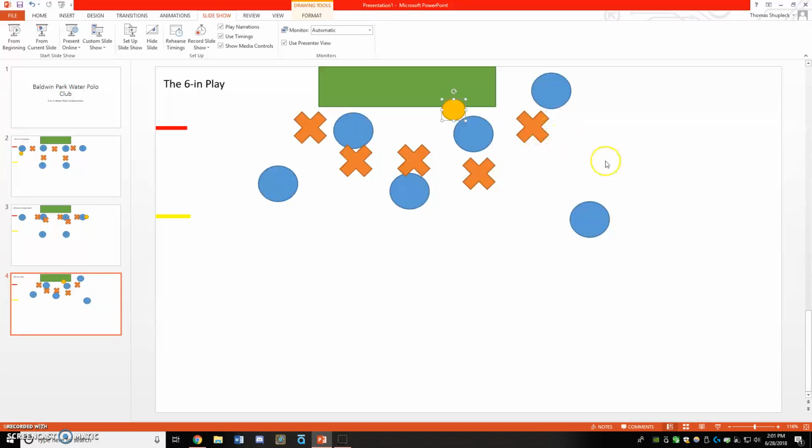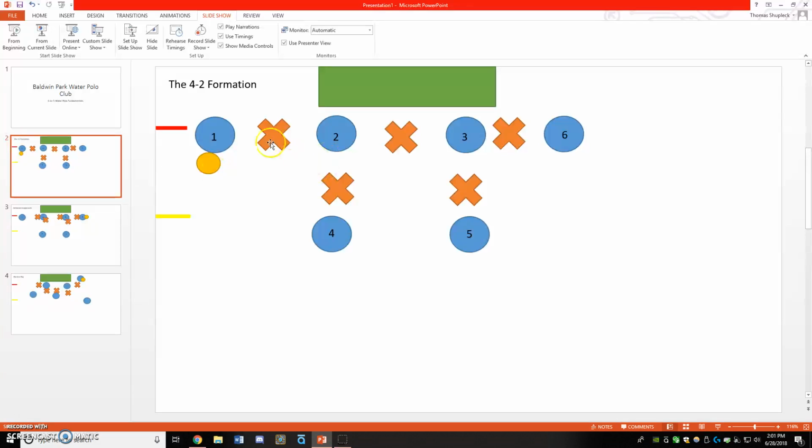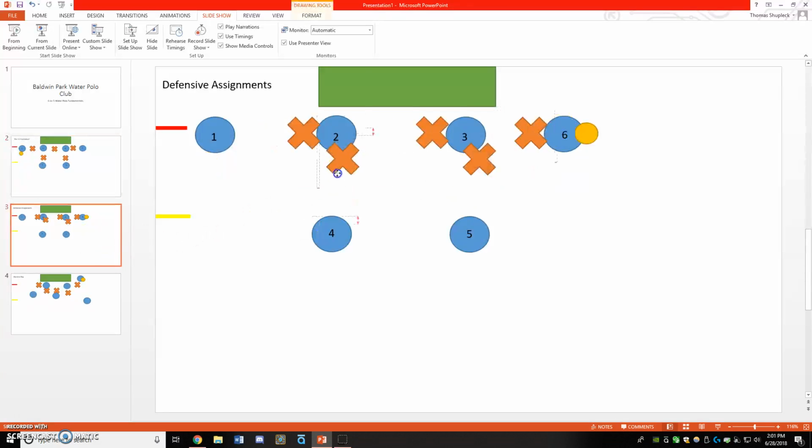So see, it's a lot about being creative, but it's also a lot about knowing the rules of the game, knowing that you can be inside the 2 if the ball's there, knowing to abuse the power of the post, and knowing how to space yourselves correctly. I hope this was a good little introduction to 6-on-5. I hope you learned the 6 in, you memorize these numbers, this formation, the 4-2, again, because there's 4 players here, 2 players here. The numbering is 1, 2, 3, 4, 5, 6. I hope you remember the defensive assignments.